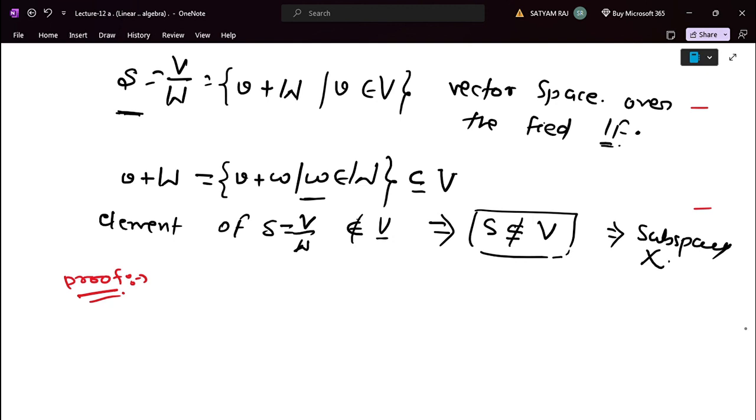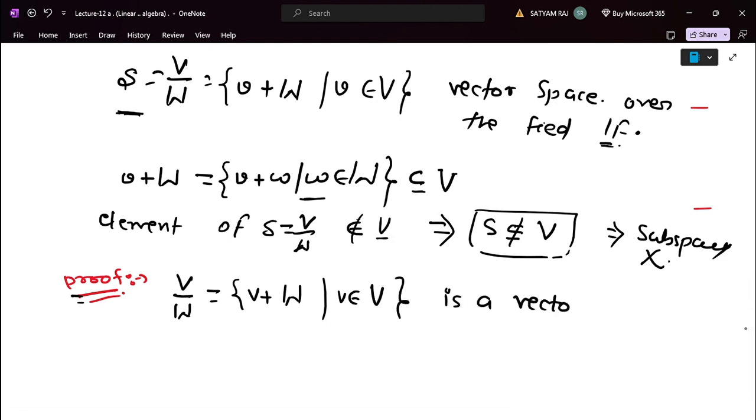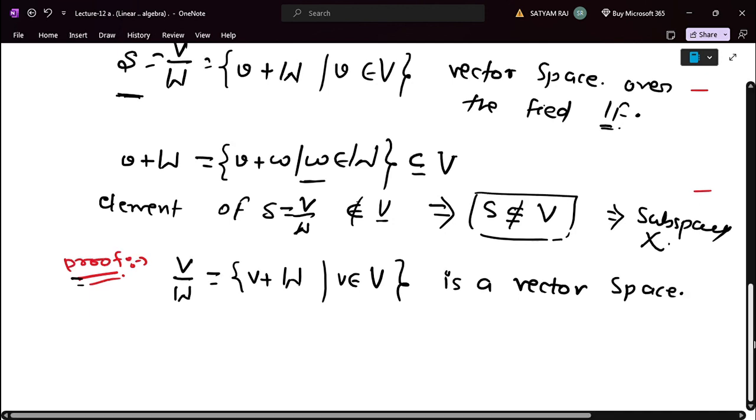Okay, now we will prove this statement that V by W, equal to V plus W where V belongs to capital V, is a vector space. So we will prove that it is a vector space.